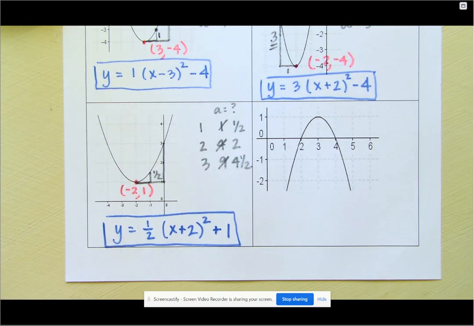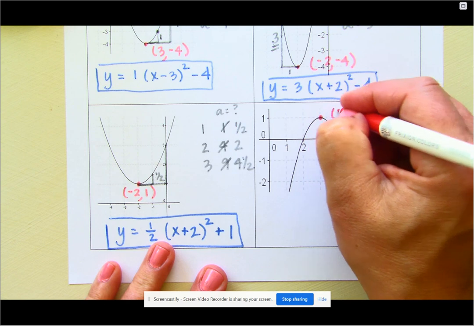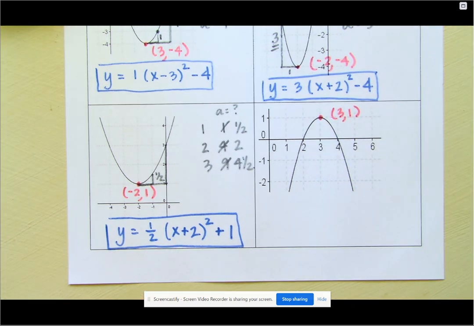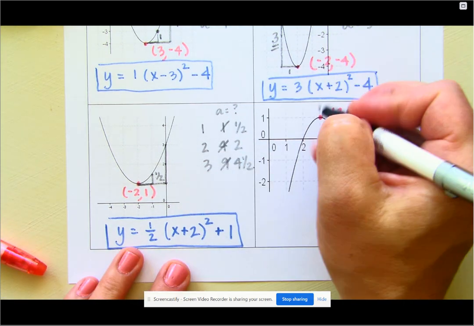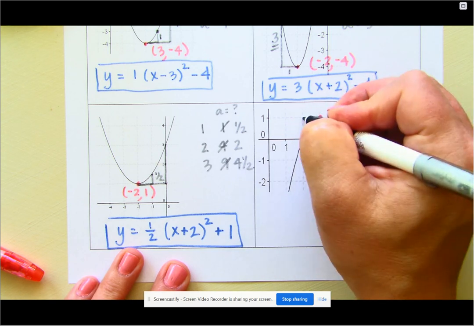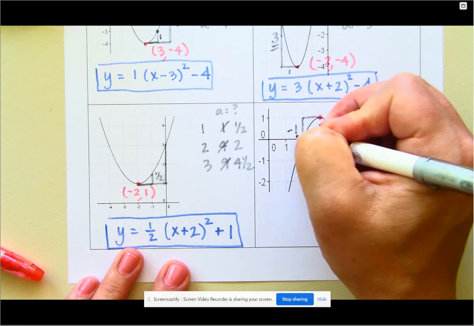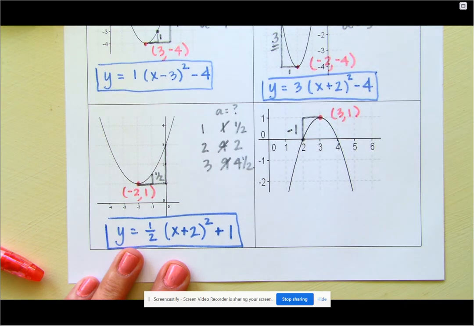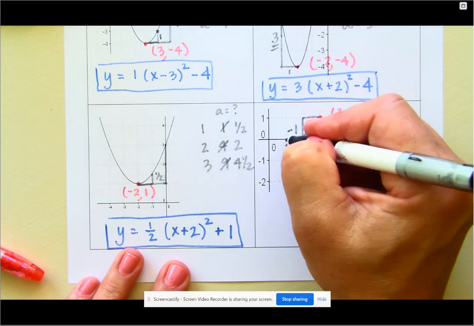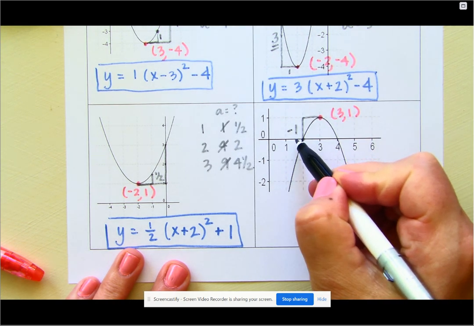Okay, last one is an upside downer. What? Okay, let's find the vertex. 3, 1. Okay, so the next thing we need to know is the A value. All right, it looks like when you go out 1, you go look at the scale, make sure it's counting by ones. It is. You're going down 1 and you're right on the graph. So really the A value is -1. And then when you go out 2, down 1, 2, 3, you can't see it, but this is enough information to tell us our A value.